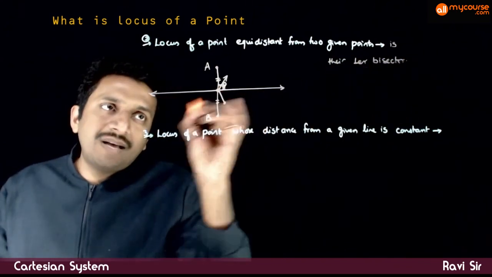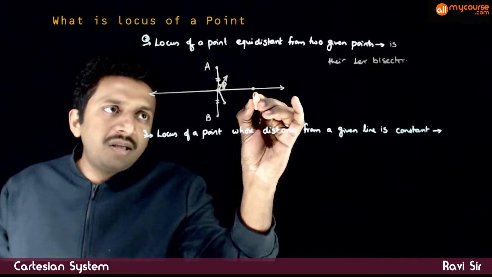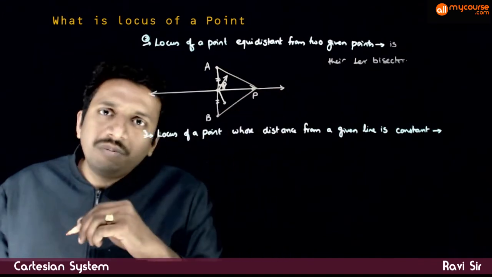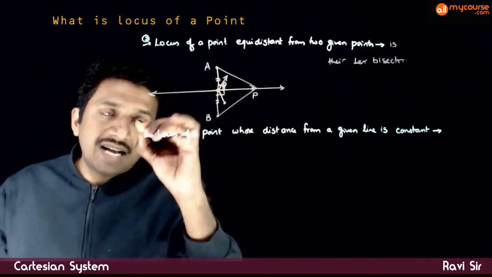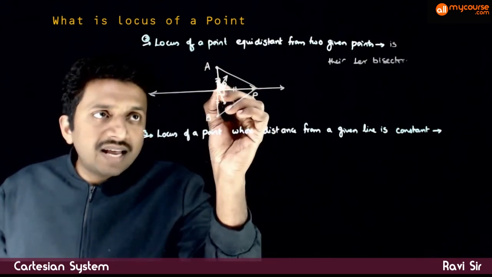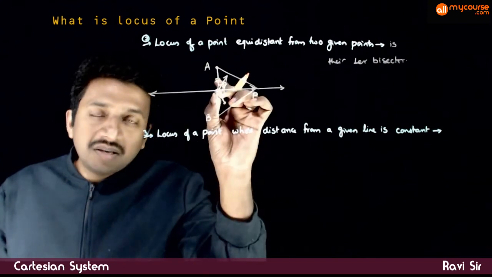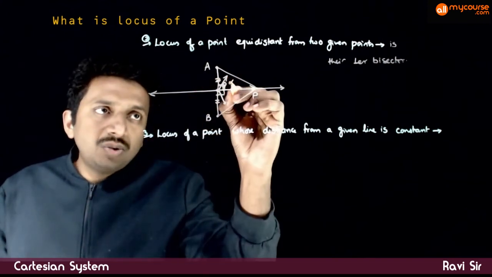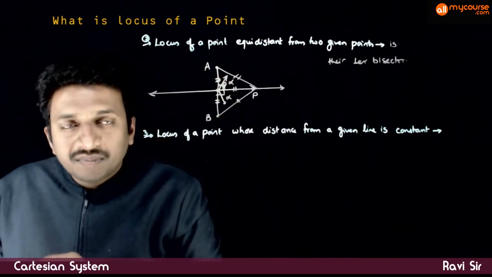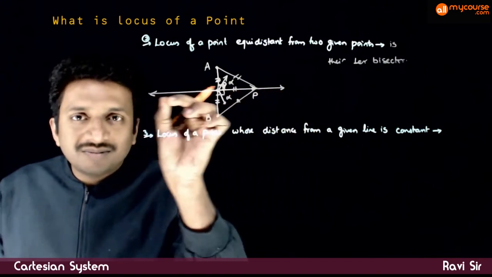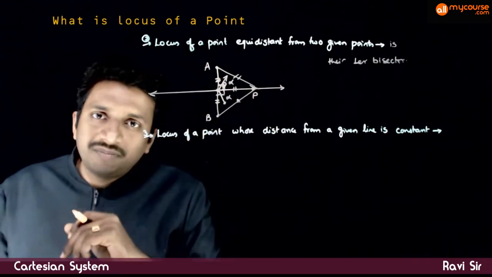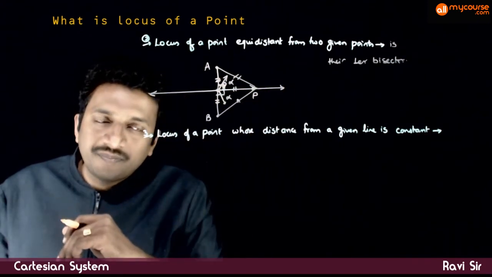If you take the perpendicular bisector, if you take any point P on this perpendicular bisector, PA will always be equal to PB, because this angle is 90 degrees. This side is common to these 2 triangles, and this side is equal to this side because P is the midpoint. Hence these 2 triangles are congruent, hence PA is equal to PB. So if you take any point on this perpendicular bisector, it will be equidistant from A and B. Hence the locus is the perpendicular bisector.